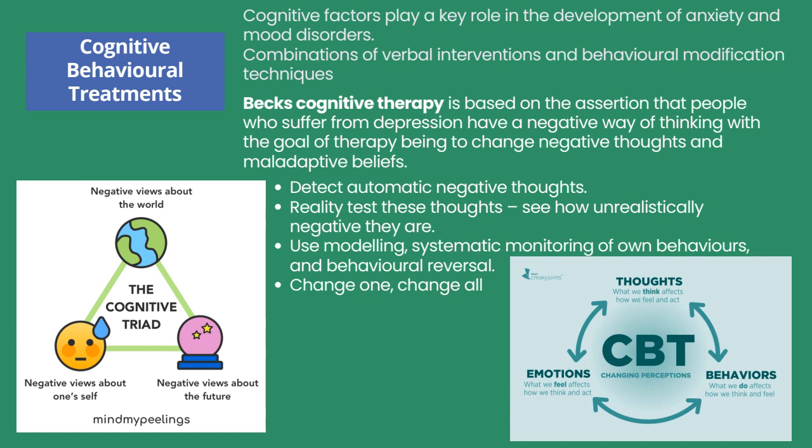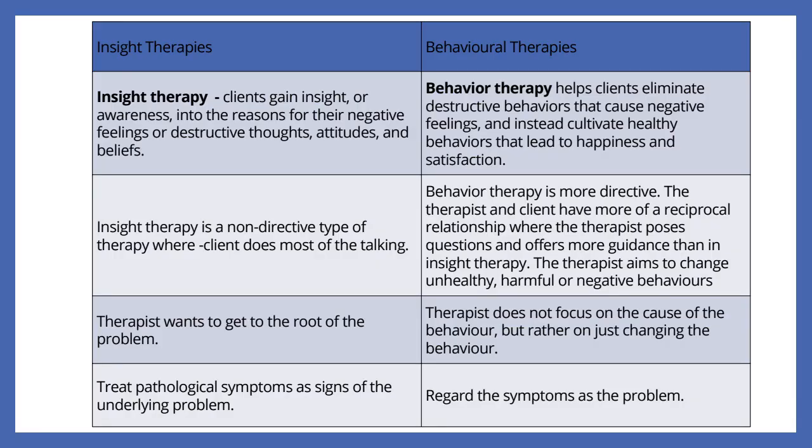So it's a little bit like a negative triad. People have negative views about the world that impinges on how we see ourselves, and it gives us negative views about the future. You've got to break that cycle and encourage people to see themselves in a more positive way. It's how they think about themselves.